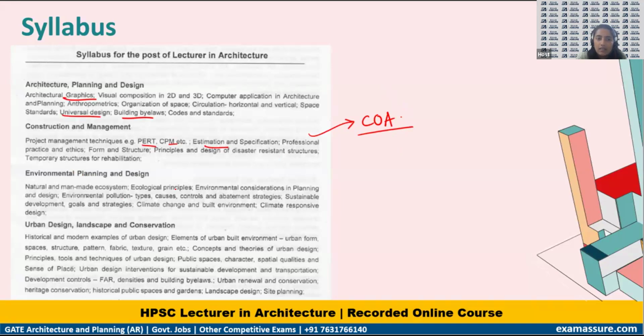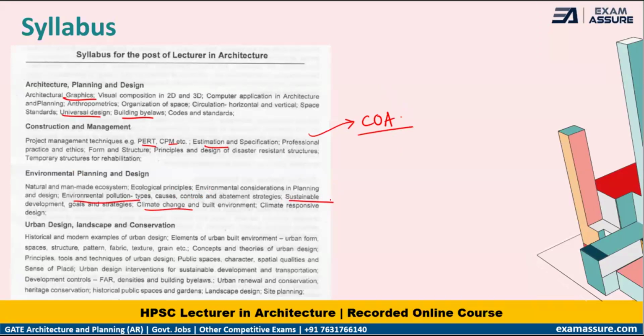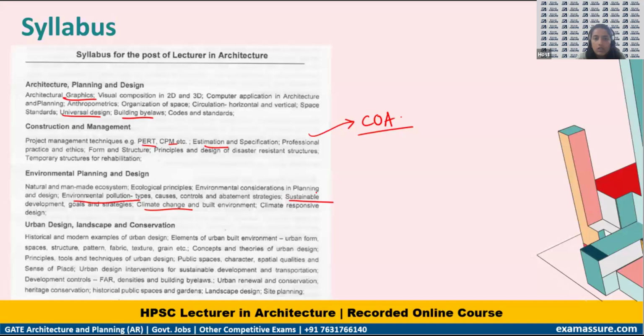Environmental planning and design, basics of environment. What is environment? Your basic concepts related to ecosystem. Along with that, environmental pollution, climate change, your sustainable development goals. How many SDGs are there? How many sustainable development goals do we have? 17. Please put your answers in the chat box. We have 17 SDGs. So questions related to that, they are not going to ask you to list all of them.